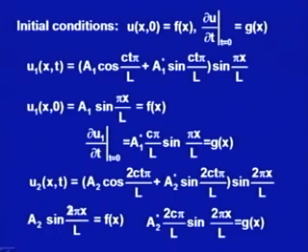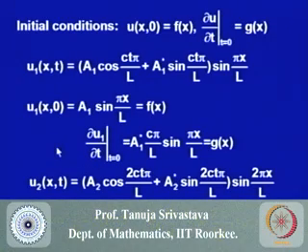So, what have we got? We have got the solution of the boundary value problem, which has many solutions. We have got u_n(x,t) as a_n cos(lambda_n t) plus a_n star sin(lambda_n t), times sin(n pi x over L).